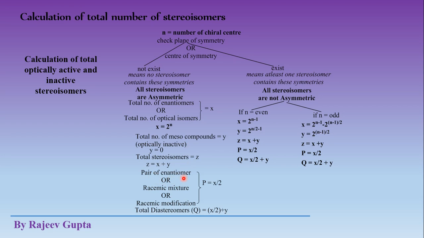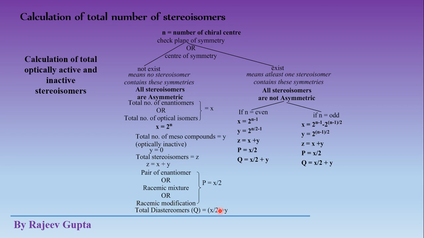A pair of enantiomers contains two stereoisomers which are mirror images of each other, so it will be just half of the total number of enantiomers or total number of optical isomers. So its number is equal to x by 2. So the total enantiomer pairs or racemic mixtures or racemic modifications will be x by 2 in this case, and total stereoisomers again will be 2 to the power n.